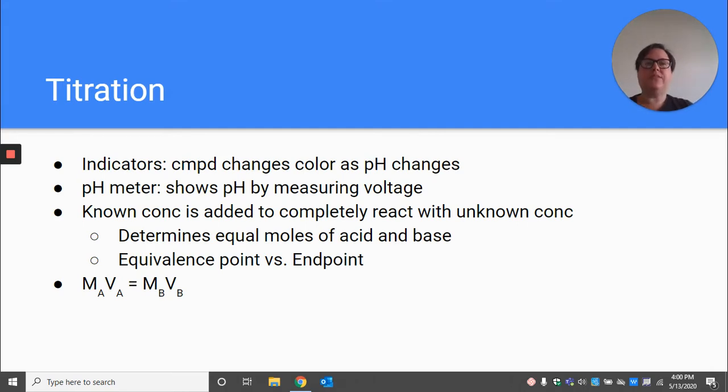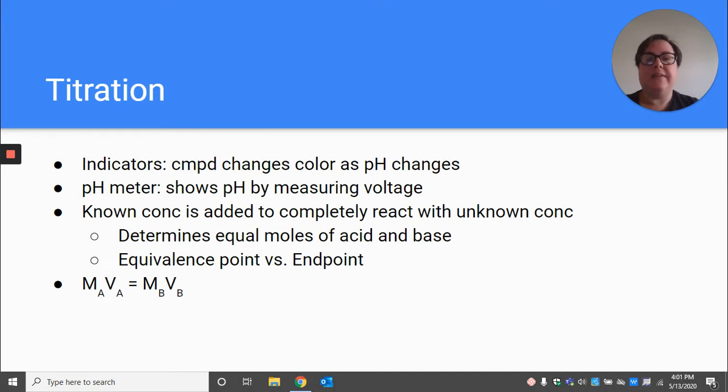Okay, so we're going to now talk about titration. A titration is a laboratory technique in order to determine an unknown concentration. So it's like you know the concentration of the acid in your reaction, and you're trying to determine the concentration of the base in your reaction. I'm going to put a video about titration underneath this video so you can see somebody doing a titration in the lab setting. So make sure that you take a look at that.